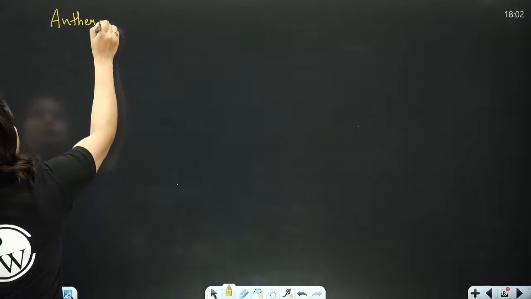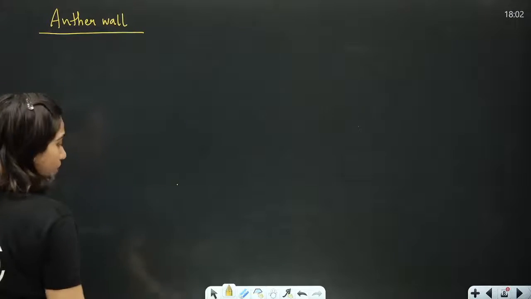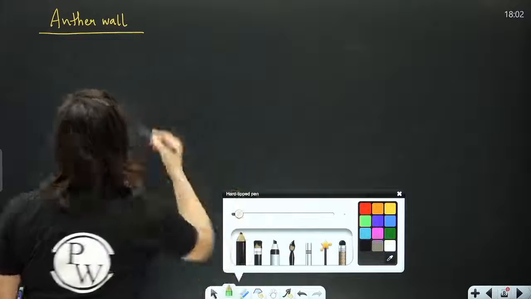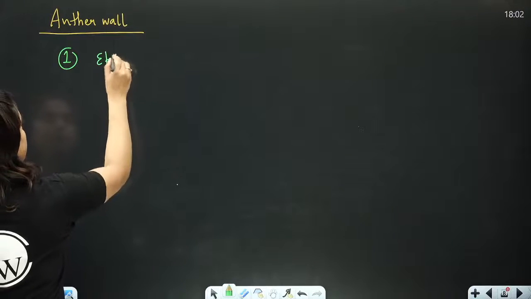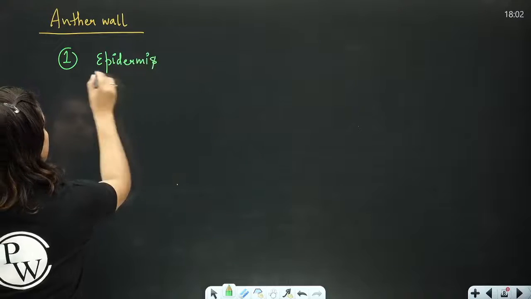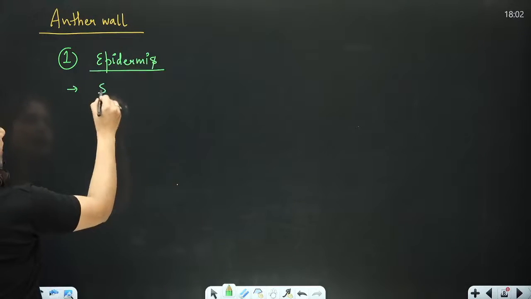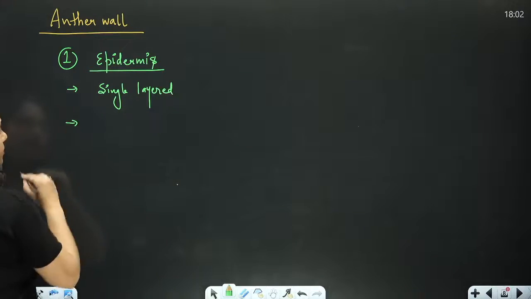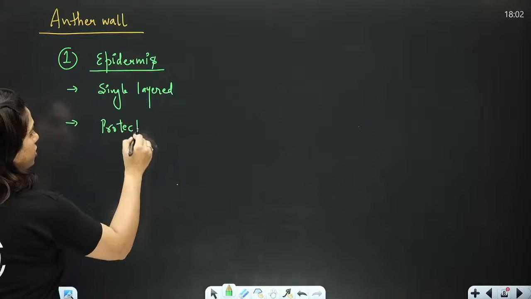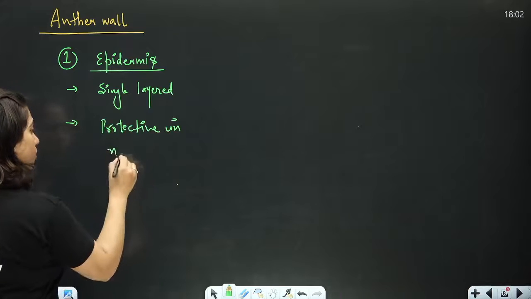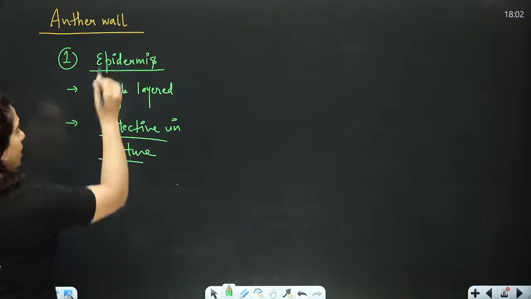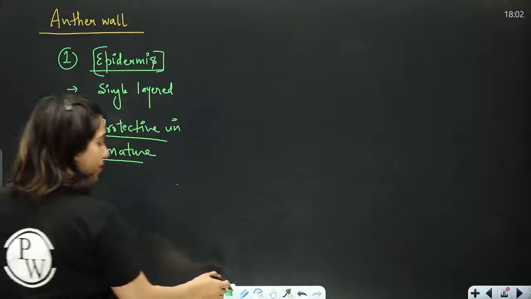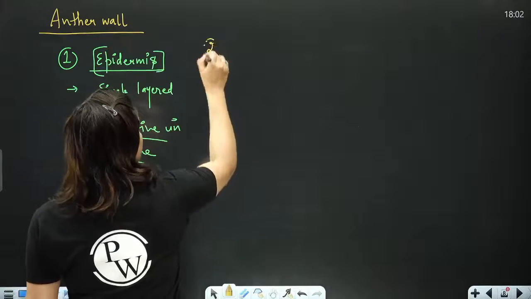Sorry. So let's first discuss the anther wall. When I talk about the anther wall, the outermost layer, the first layer, is the epidermis. What is important regarding epidermis is that it is single layered, and epidermis is protective in nature. The outermost layer of the anther wall is single layered, which is protective in nature and is called the epidermis.